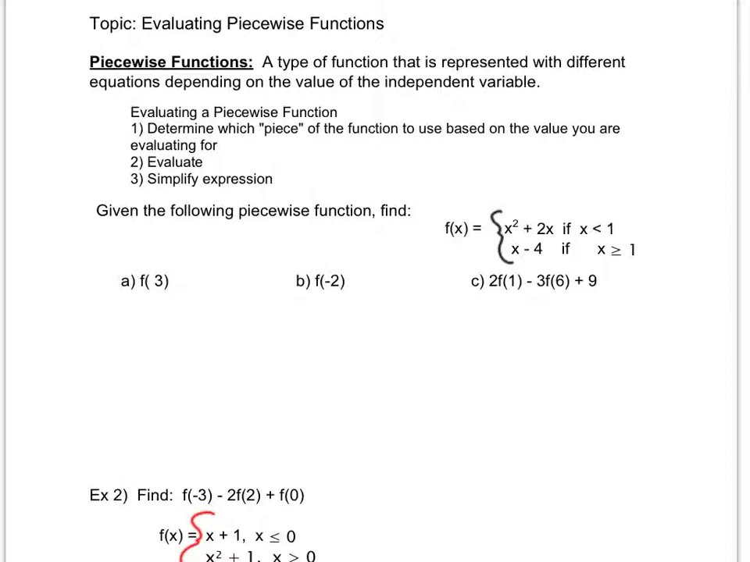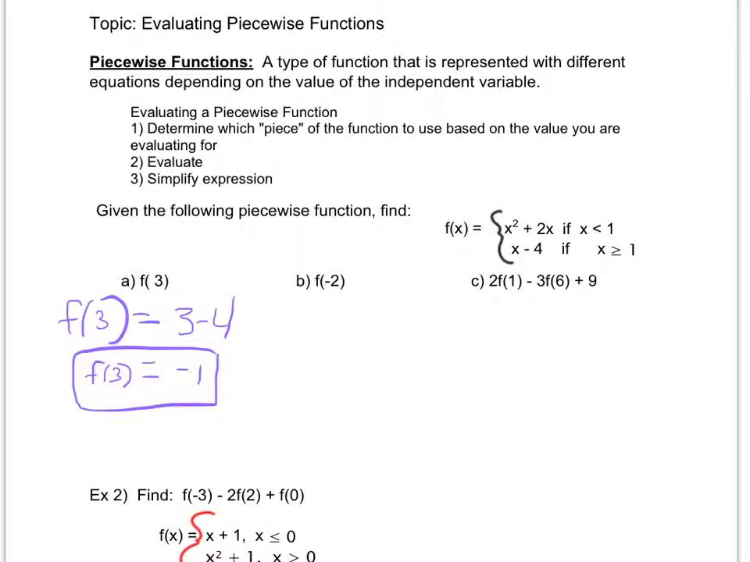First thing I have to determine is which piece of this function do I want to use. Since the x value I'm given, 3, is greater than or equal to 1, I'm going to choose the bottom portion. So I'm going to say that f of 3 is equal to 3 minus 4. Notice I've chosen the bottom function and then plugged 3 in for the x value, giving me f of 3 equals negative 1.